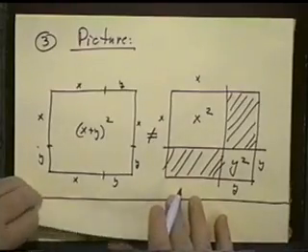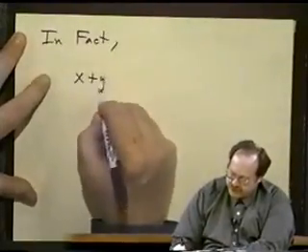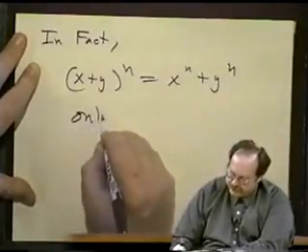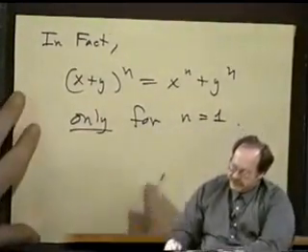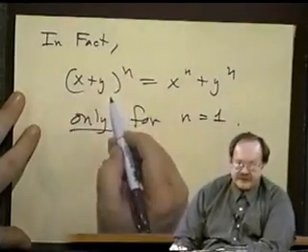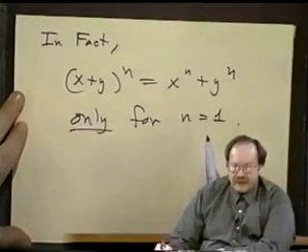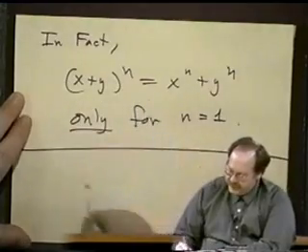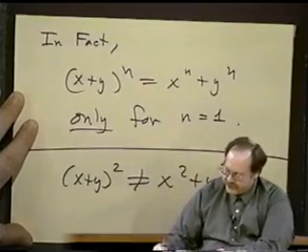For those of you that want to know about what the situation is in general, let me end up with one final note. In fact, (x plus y) to the n equals x to the n plus y to the n only for n equals 1. Because if n equals 1, you have x plus y to the 1, that's just x plus y, and then x to the 1 plus y to the 1 is again x plus y. That is the only number for which this is true. Don't do this in general. And remember, (x plus y) squared is not equal to x squared plus y squared.